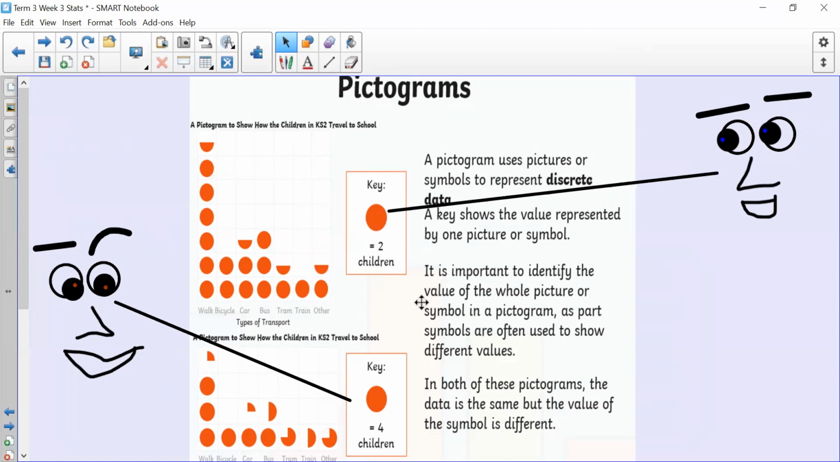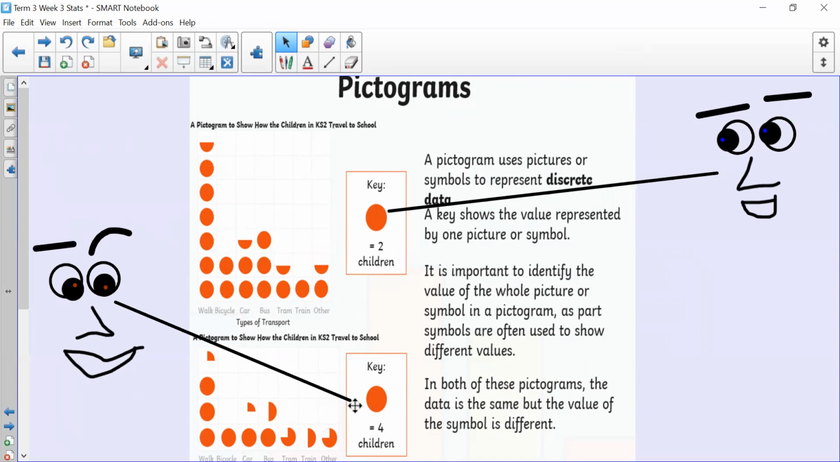It is important to identify the value of the whole picture or symbol in a pictogram, as part symbols are often used to show different values. In both of these pictograms, the data is the same, but the value of the symbol is different. Okay, so what it means here is that if this whole circle is 2 children, then half a circle or a semicircle is how many children do you think? Well done, it's 1 because it's half of 2.